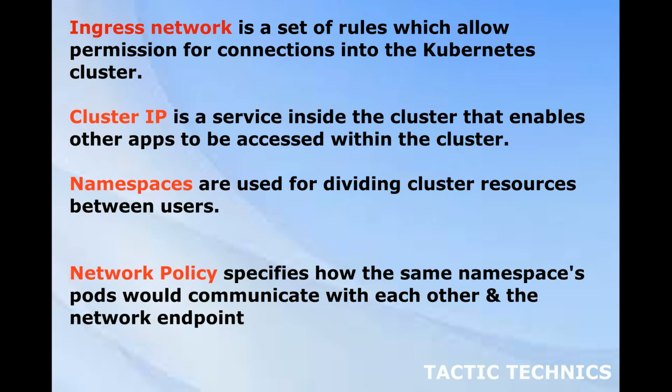Ingress network is a set of rules which allow permission for connections into the Kubernetes cluster. Cluster IP is a service inside the cluster that enables other apps to be accessed within the cluster. Namespaces are used for dividing cluster resources between users. Network policy specifies how the same namespace's pods would communicate with each other and the network endpoint.